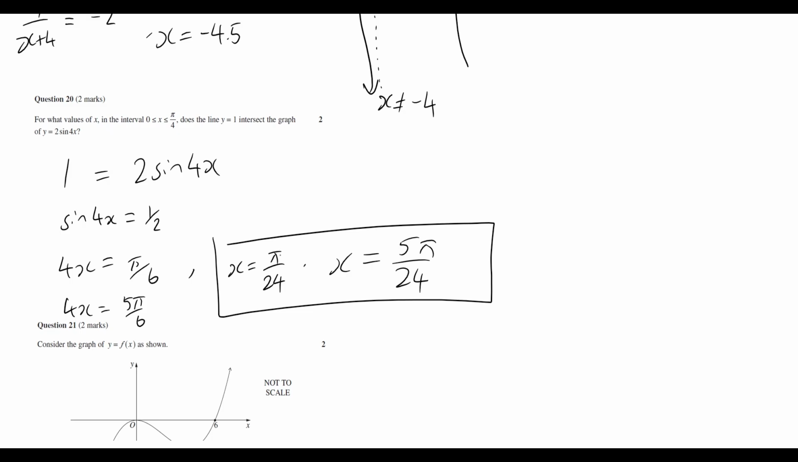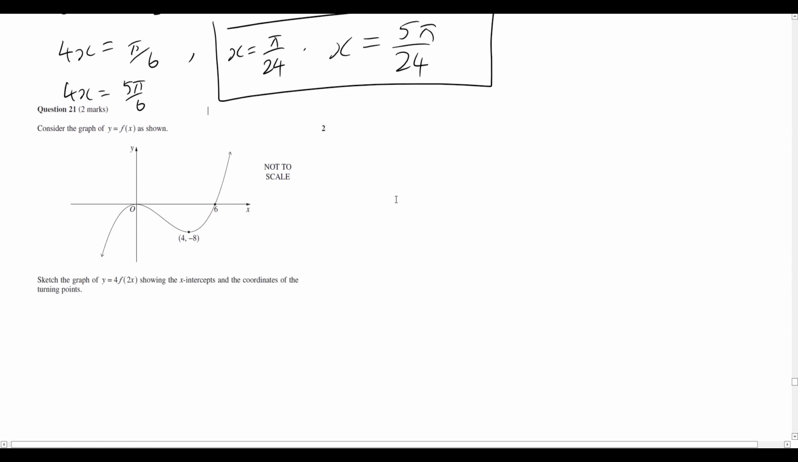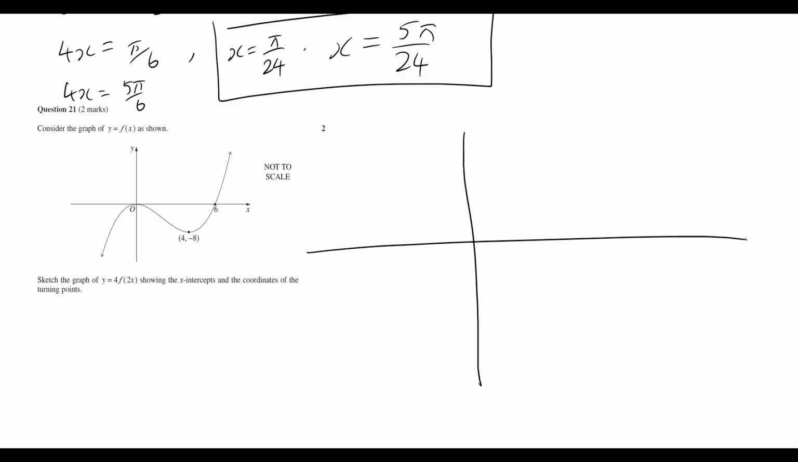Now, moving on to question 21. So, consider the graph of y equals f of x as shown. Sketch the graph of y equals 4f of 2x, showing the x-intercepts and the coordinates of the turning points. Okay, so let's quickly draw up our Cartesian plane off to the side here. So we know we should write in our x and y coordinate axes. Okay, so now 4f of 2x.